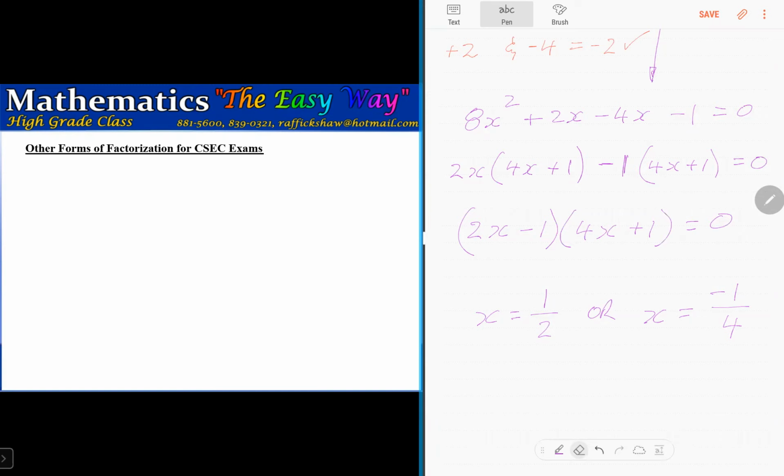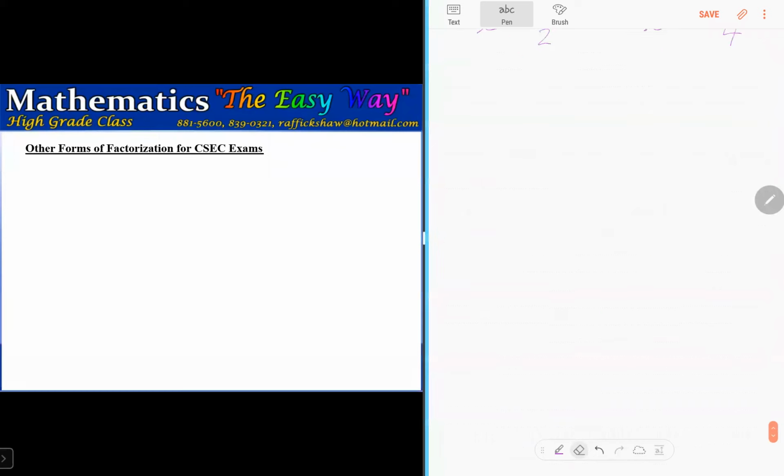I want you to work them over by yourself and see if you get the same answers. All right, before you try the homework questions, let's look at the other forms of factorization that you need to. Before we end the class, maybe do one question before we actually finish the class.